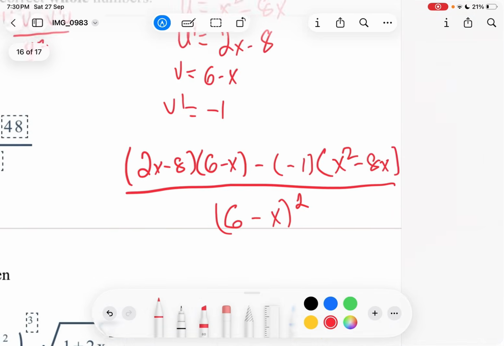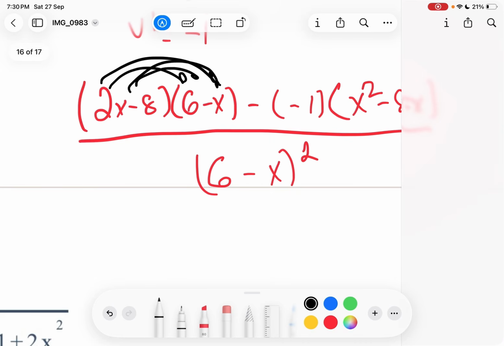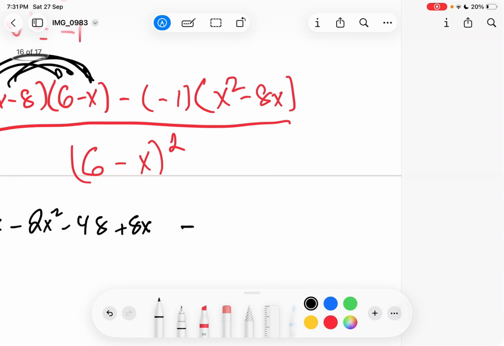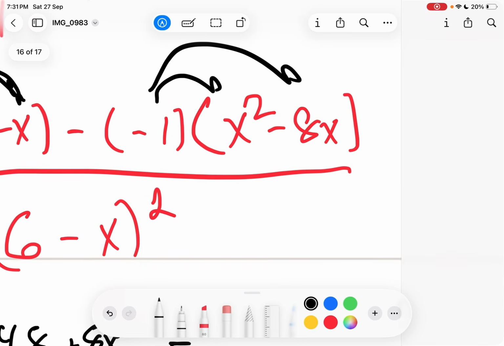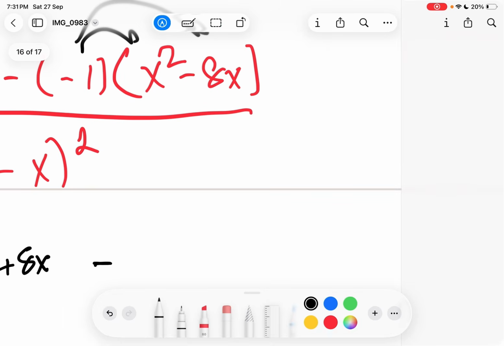And then you solve it just times and times normally. So you do the solving. You do this times this, this times this, this times this, this times this, which will be equal to 12x minus 2x squared minus 48 plus 8x, and then minus, you times this and times this. Okay, it will be minus x squared plus 8x.